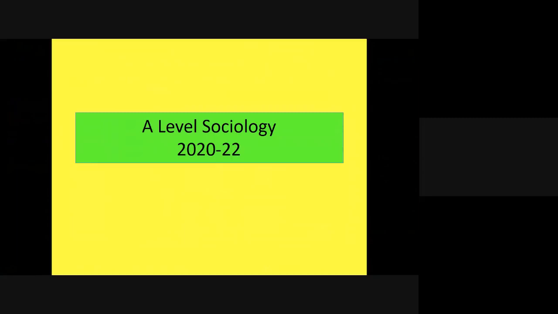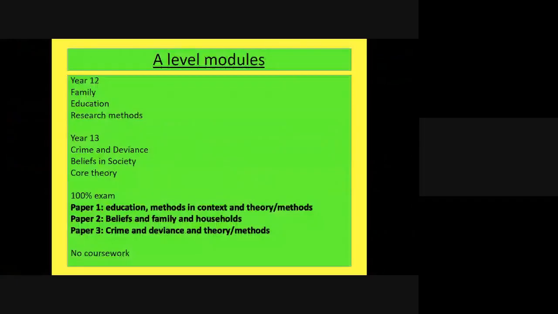So in terms of the A-level itself, and specifically what you'll be learning, in year 12, you will cover three main areas of the course. So we'll look at the family, we'll look at education, and we'll look at research methods. Now, research methods underpins the whole of the A-level in the sense that you need to recognise that some methods are more appropriate than others for studying particular areas. But it will appear in year 12 and year 13. But the main topics are family and education.